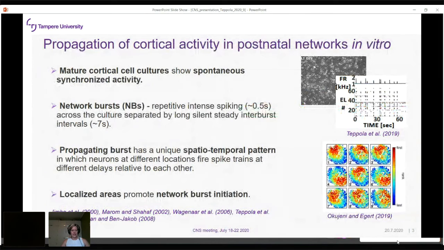In mature dissociated cortical networks, the landmark of spontaneous activity is the repetitive emergence of short periods of intense spiking, separated by longer silent steady interburst intervals. Each propagating burst has a unique spatiotemporal pattern in which neurons at different locations fire spike trains at different delays relative to each other. Bursts are shown to be initiated from localized areas in these networks.